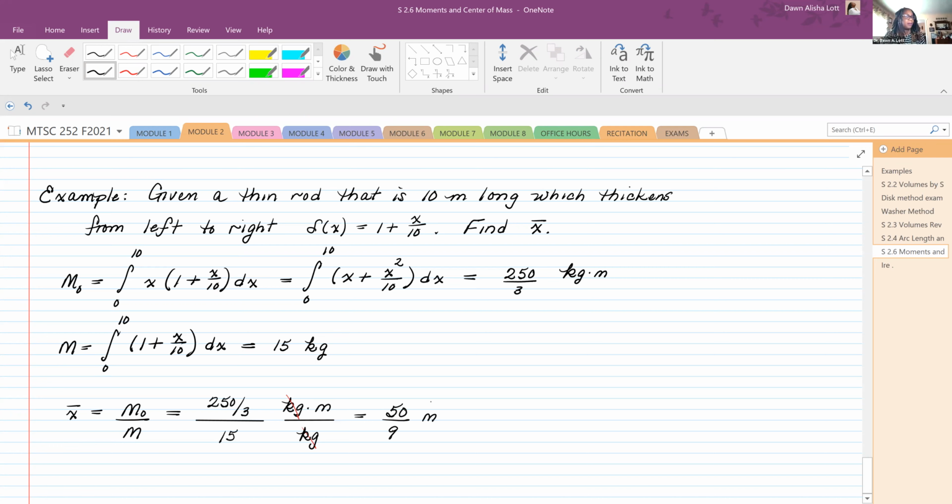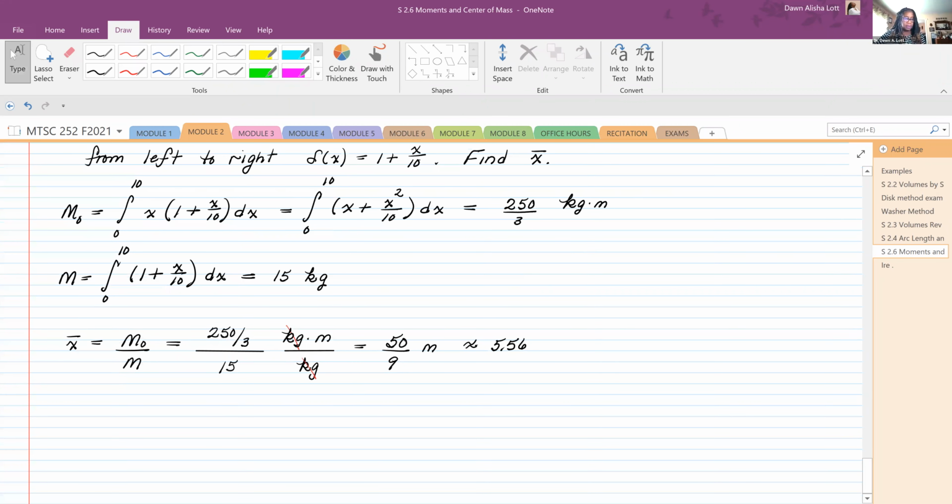Okay. Now, if I actually did 50 over 9, uh-oh, that's wrong. 50 divided by 9, that's 5.56. So that's actually not in the middle, but it's a little bit further down where it's starting to get a little thicker. Okay, so that's the center of mass for that problem.